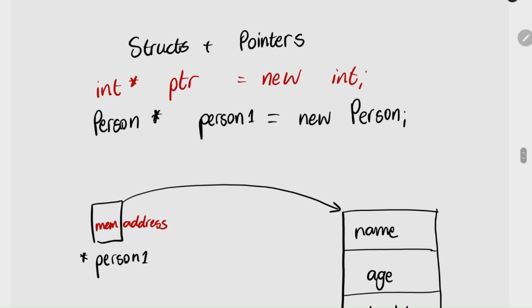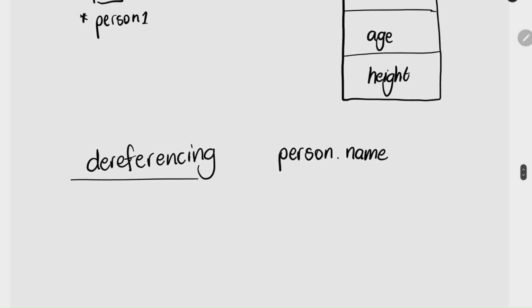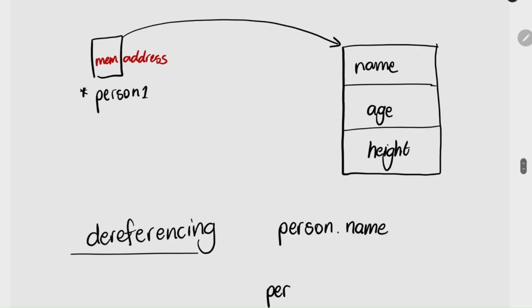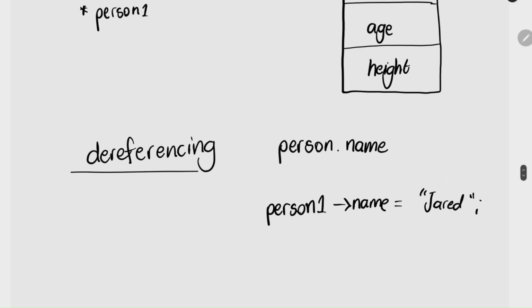The pointer holds the memory address, and since it's like a regular pointer, you also have to dereference. As you remember, with a regular struct, you use the dot operator to access an attribute. In this case, using person one as the pointer, you say person one, then this arrow, which is the minus sign on your keyboard followed by the angle bracket, and then name is equal to Jared or whatever. So let's jump straight into Visual Studio Code and try out some examples.